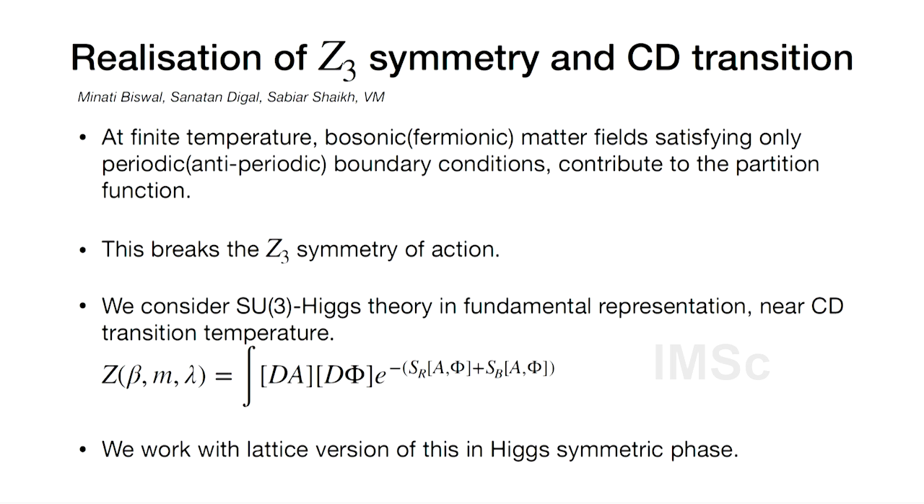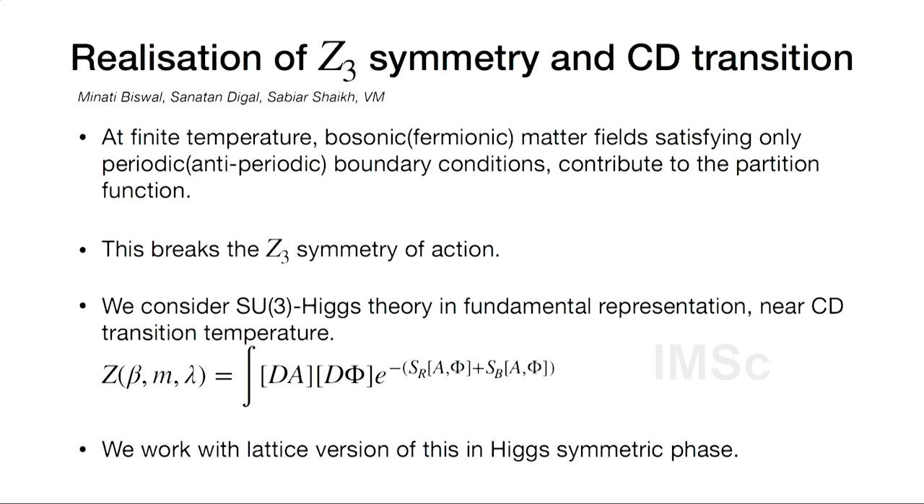So first one, due to thermal fluctuations, realization of Z symmetry, and nature of confinement-deconfinement transition. At finite temperature, bosonic and fermionic matter fields satisfying only periodic and antiperiodic boundary conditions contribute to the partition function. So this breaks the Z symmetry of the action. Here we are considering only SU(3) Higgs, so it breaks the Z3 symmetry of the action. We are considering SU(3) Higgs in fundamental representation, and we study it near the CD transition temperature.